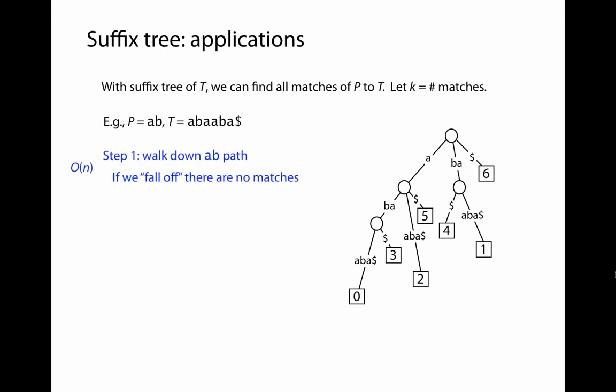So how would we go about this? Well, first we'd walk down the path corresponding to AB. That's this path here, A, and then B. So we're partway along this edge at the end of that walk. If we fall off, there are no matches. In this case, we did not fall off. We're still on the tree right there. And then we would visit all the leaf nodes below that point, the point where we ended our walk, and we'd report each leaf offset as a match offset for our pattern P.